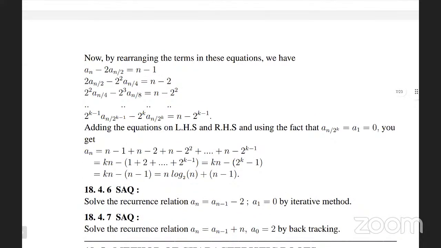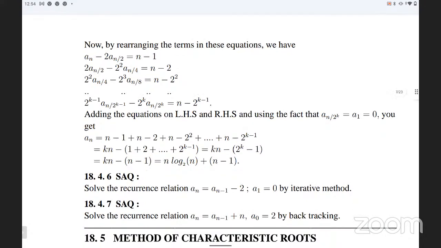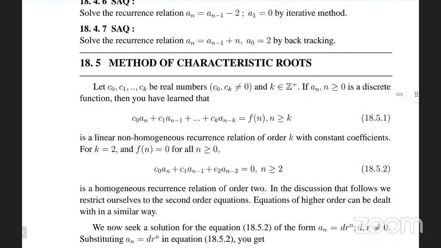Do you have any doubt in this? Iteration and backtracking. Do you have any doubt? No, sir. Okay, fine. Now I will go for the next method, the method of characteristic roots.